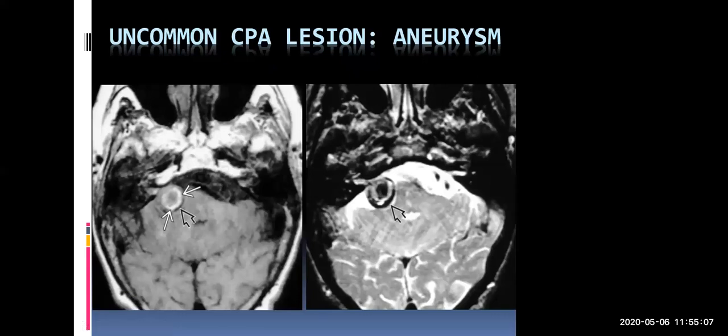Aneurysms can mimic tumors of the cerebellopontine angle, but again, extremely rare. This is an old image from my mentor, Dr. Jackler. I have yet to see an aneurysm that looks this beautiful, just like an acoustic. What you're looking at is the layers of blood clots within the aneurysm, creating this sort of onion pattern. As you can see on a T2, the hemosiderin deposits are extremely dark on T2 images, and you know what you're dealing with is an aneurysm.